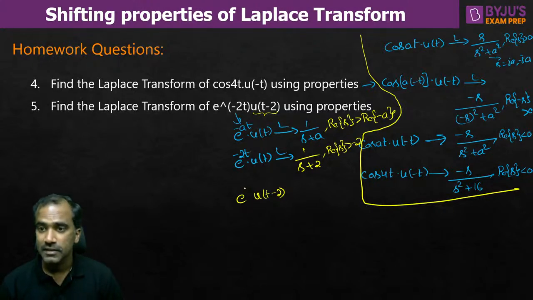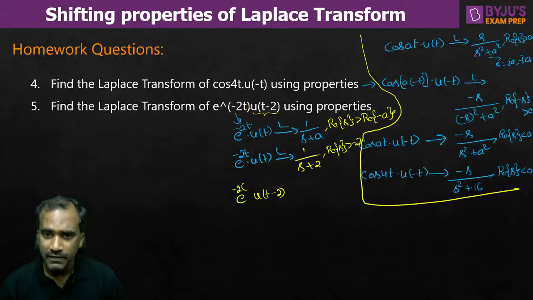Yeah, Rahul, definitely. We are having only e power minus 2t. So that's why let's write it as e power minus 2 into t minus 2 plus 2. Is that okay? I think maybe you are watching it on phone, right?